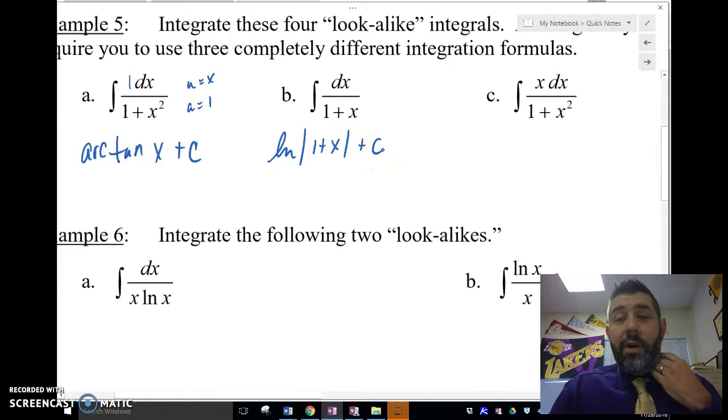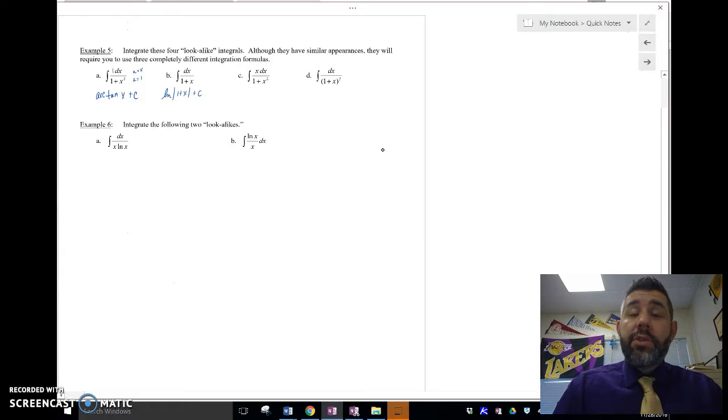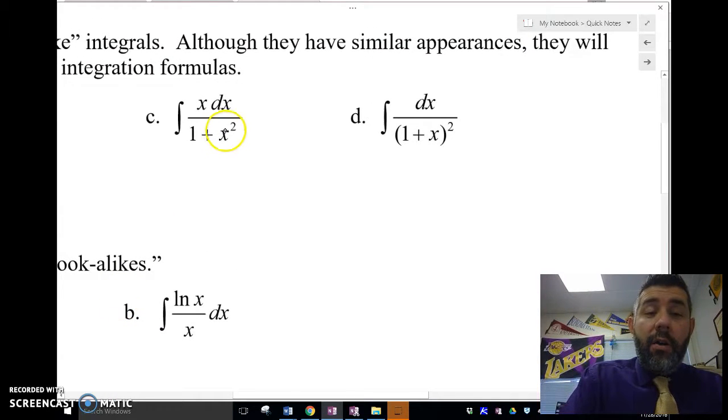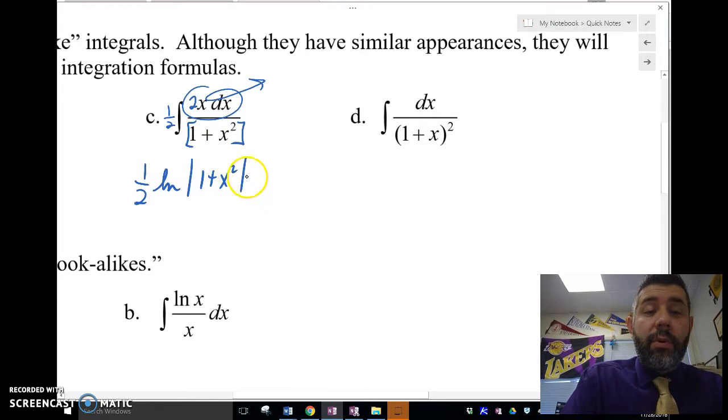That's it. Now notice in the third one I do have an x squared in the denominator, but there's an x in the numerator. If you looked at my last video with partial fractions, I always said we need to check to see if the derivative of the bottom, which in this case is 2x, could be on the top. In fact, it is if I just have a 2 here. So if I have a 2 here and a 1/2 out front, I did a reverse chain rule, where my denominator is what I was taking the derivative of. So I'm going to have 1/2 ln of 1 plus x squared plus c.